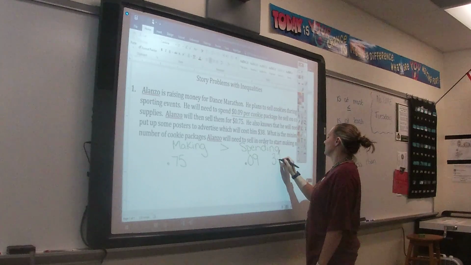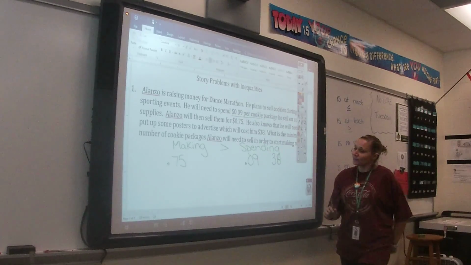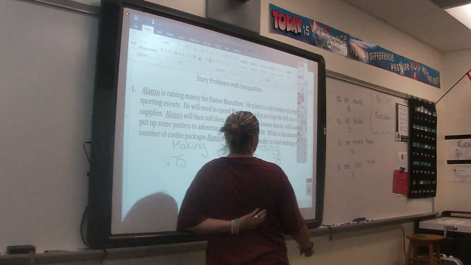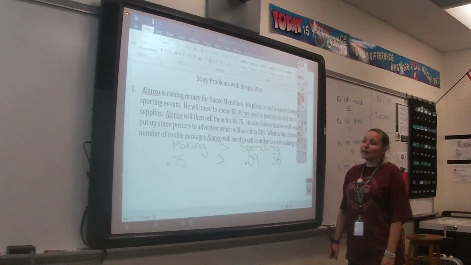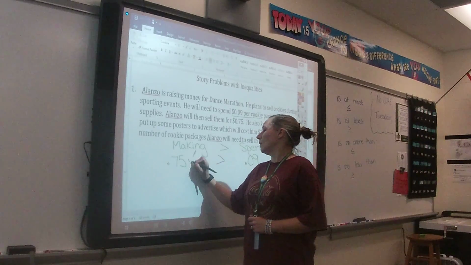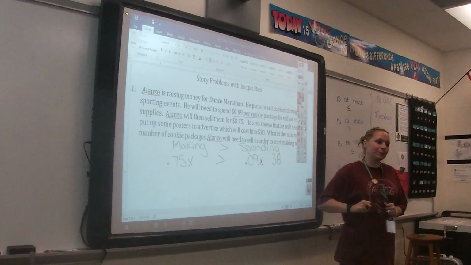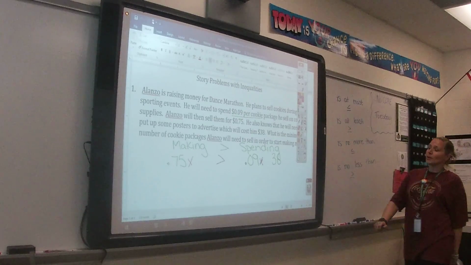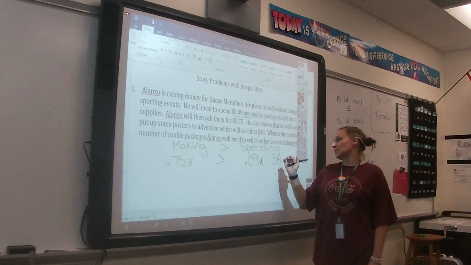Okay, we're going to bring our inequality symbol down, just keeping that the same. What gets a variable? 0.75 and 0.09. Why? Because it's per item. It's per number of cookies. What operation are we going to put here? Addition.